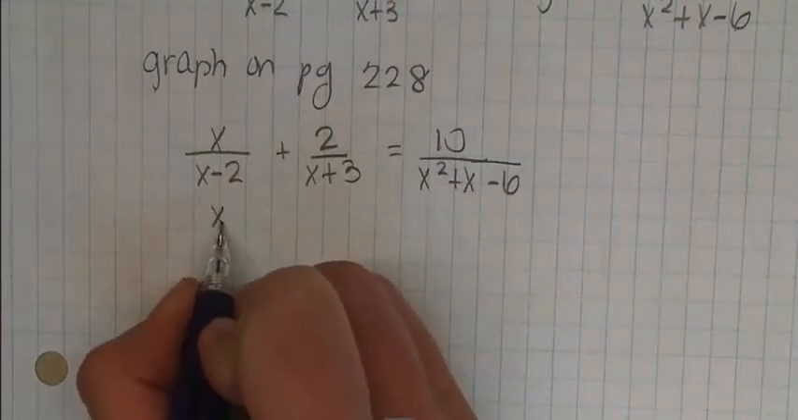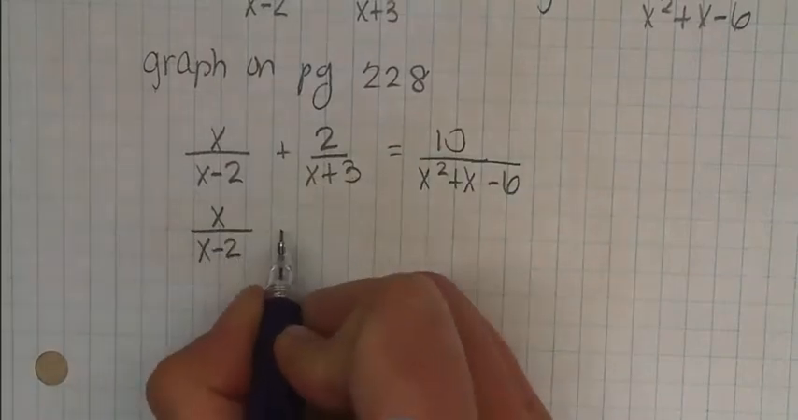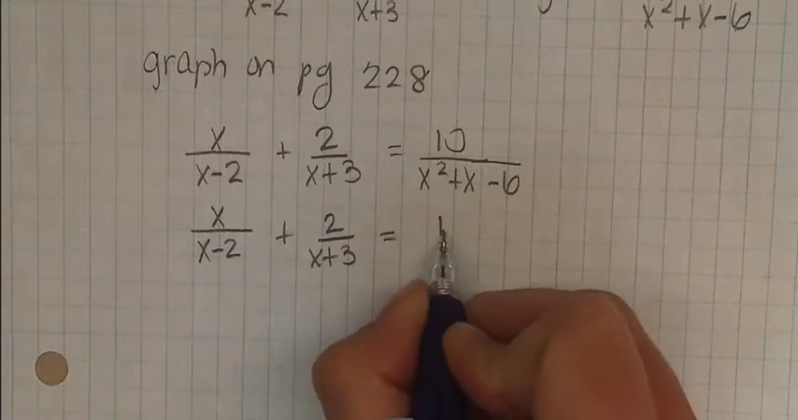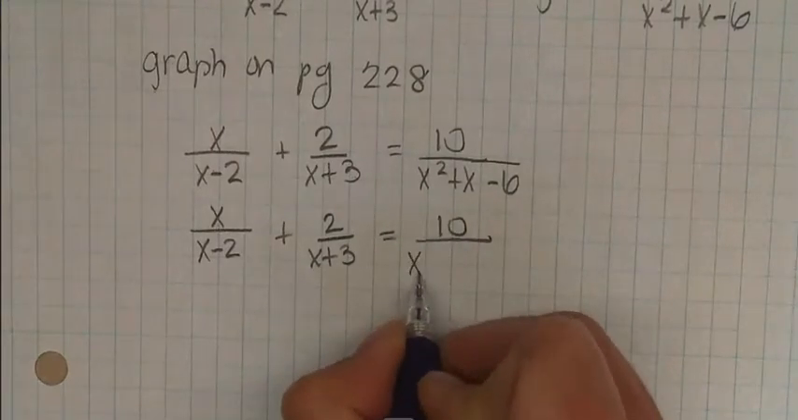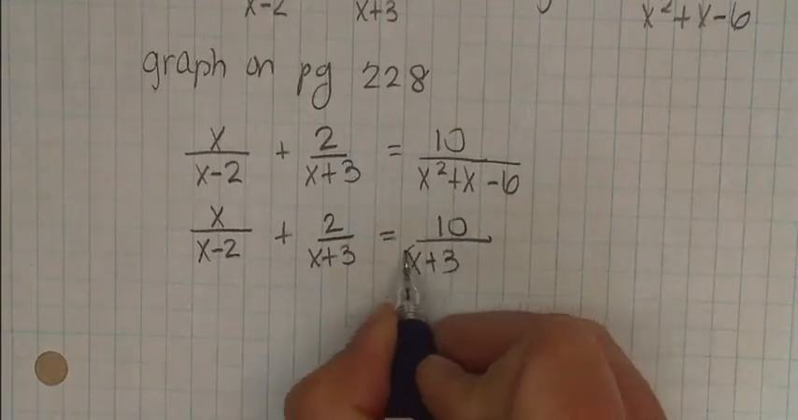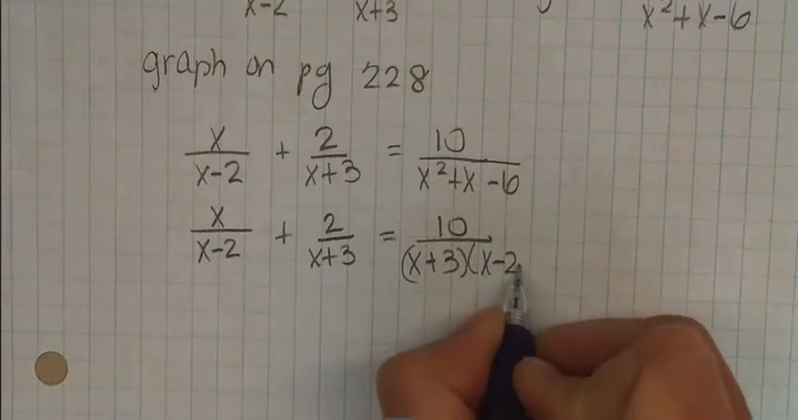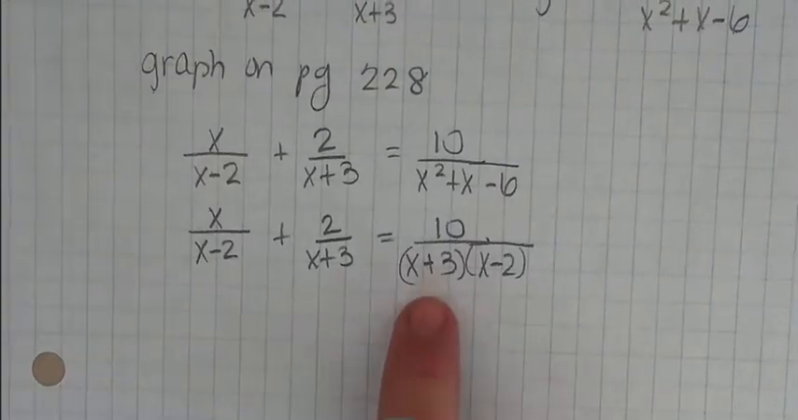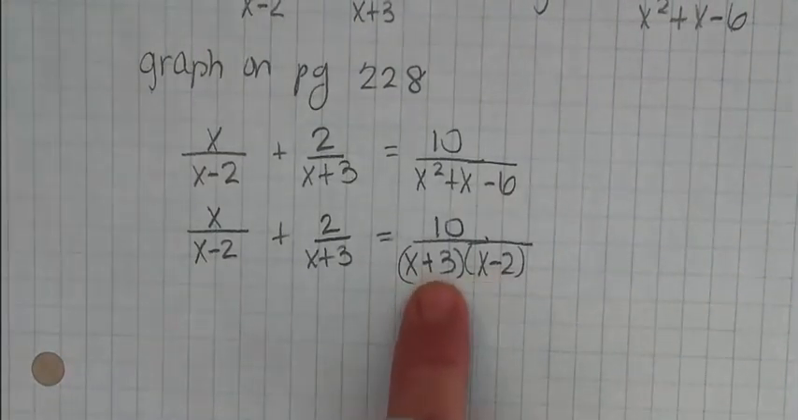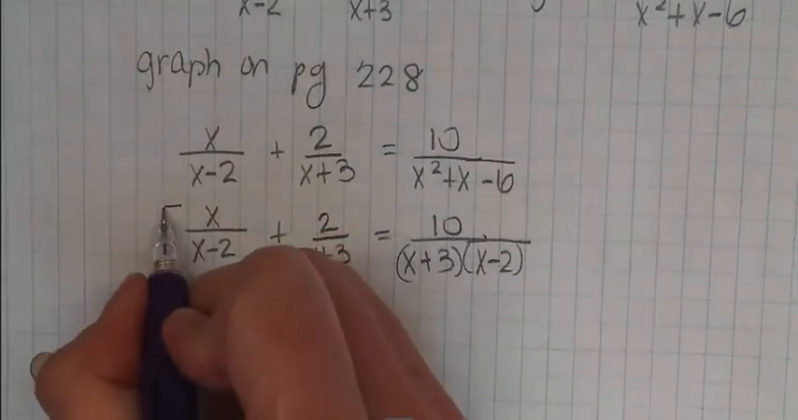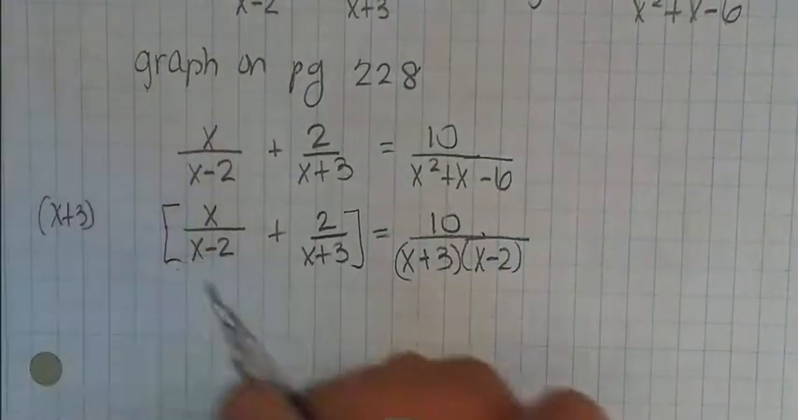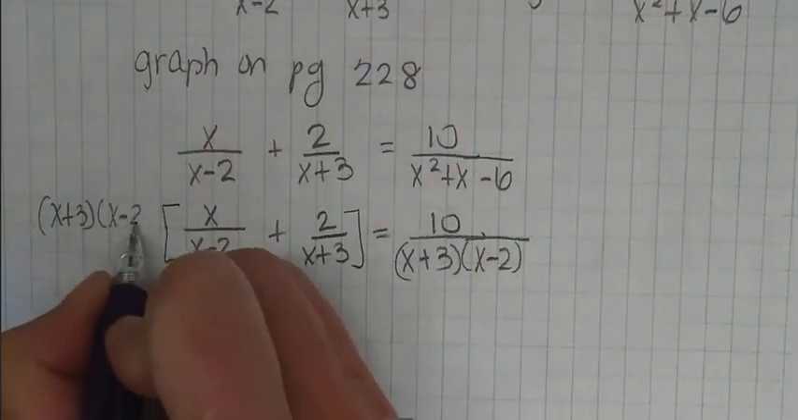Okay, so I'm going to rewrite this one more time. And I'm going to factor this. And this is actually x plus 3 and x minus 2. So it looks like my least common multiple, or my least common denominator, would be a combination of these two factors. So I should multiply both sides by both x plus 3 and x minus 2.